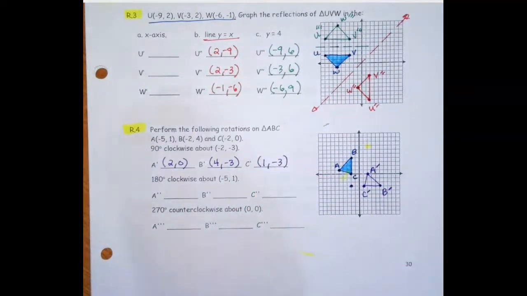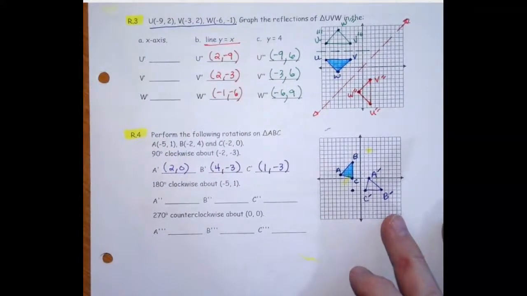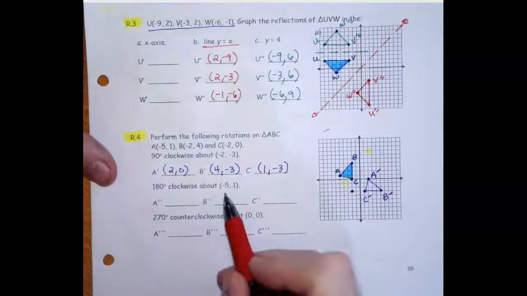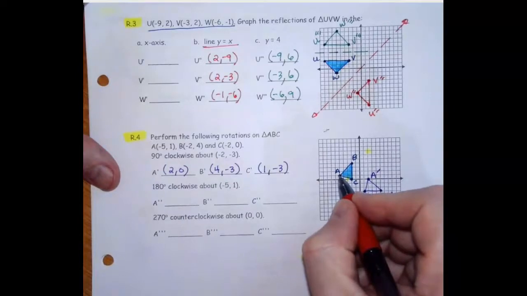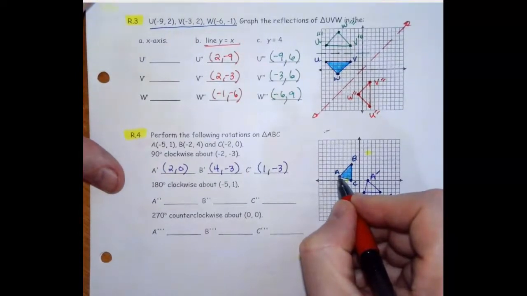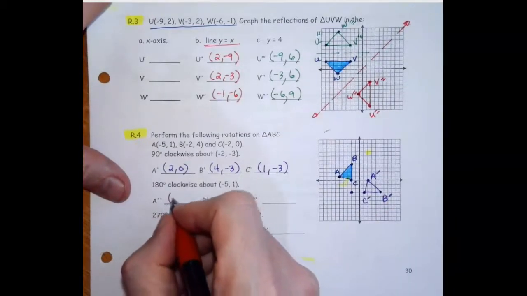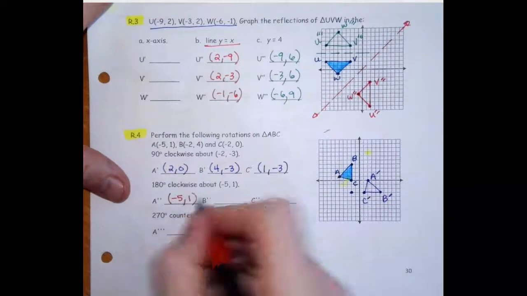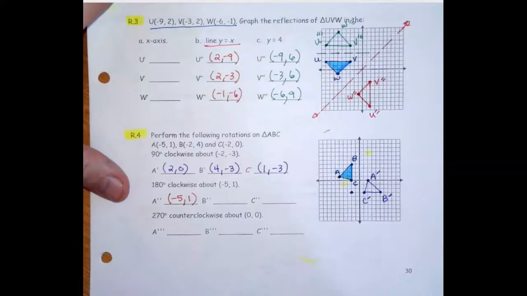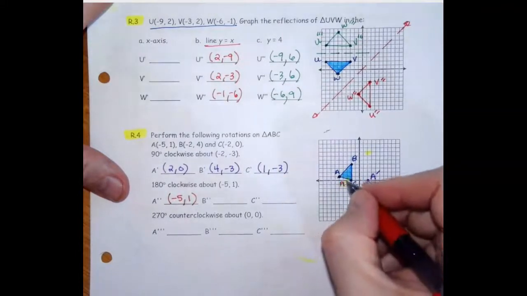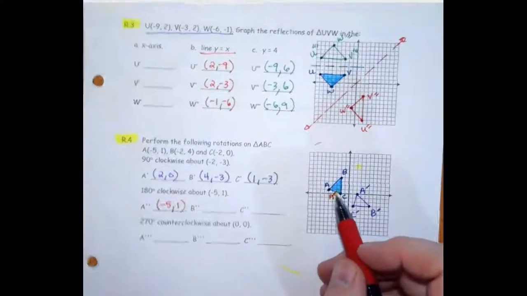Alright. Now, 180 degrees clockwise about negative 5, 1. So negative 5, 1 is A. If we're going to rotate A about A, it's not going to move. So A double prime is going to be the exact same as A because that's what we're spinning the triangle around. So that's going to be right there. Now, that's going to be A prime.